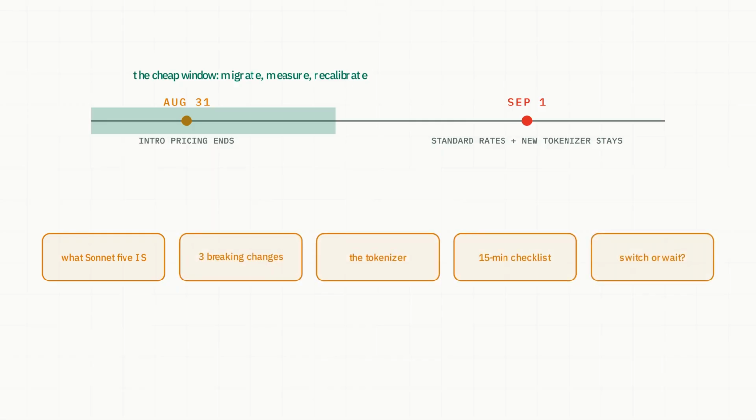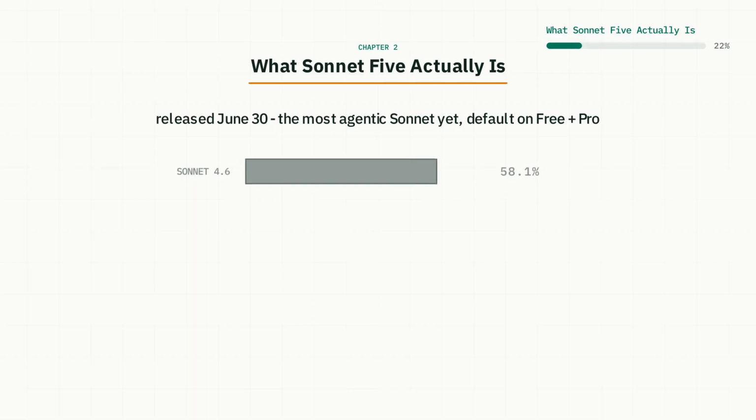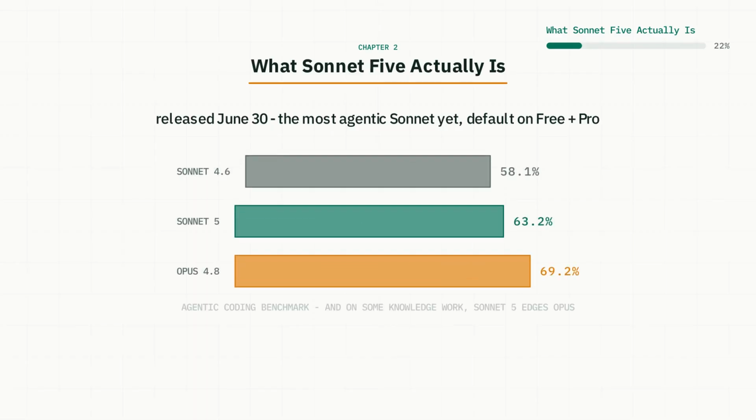This video is the complete walkthrough: what Sonnet 5 actually is, the 3 changes that break code, the tokenizer that bends your bill, a 15-minute migration checklist, and an honest answer to switch or wait. Let's go. Chapter 1: What Sonnet 5 actually is, because the capability story is real and deserves its due before we get to the traps.